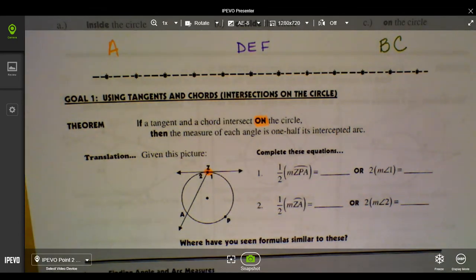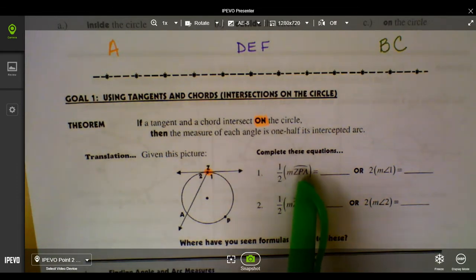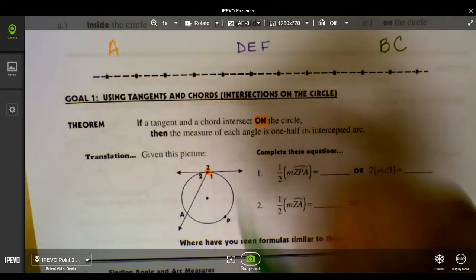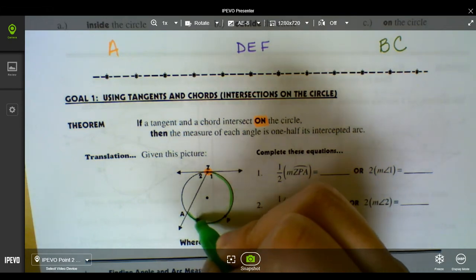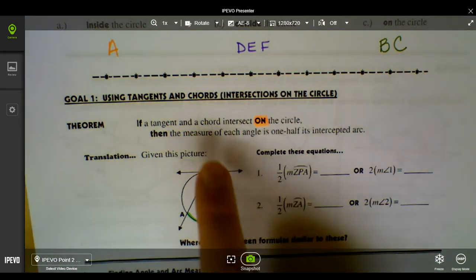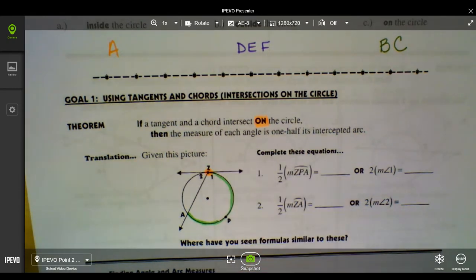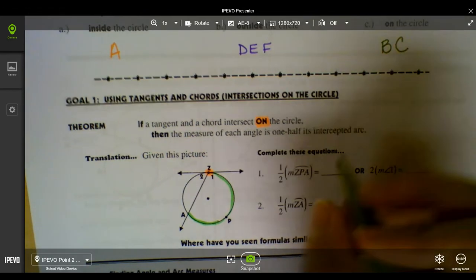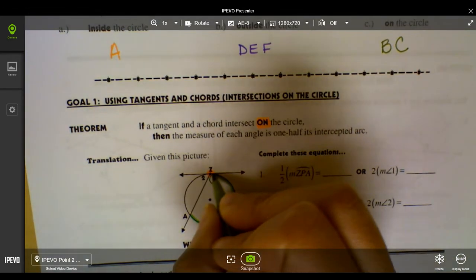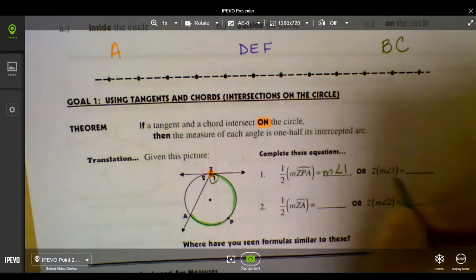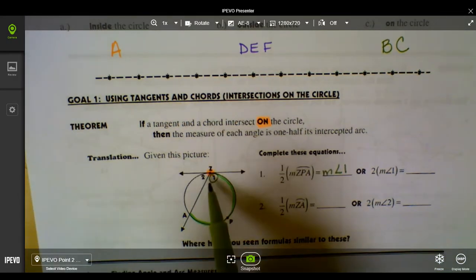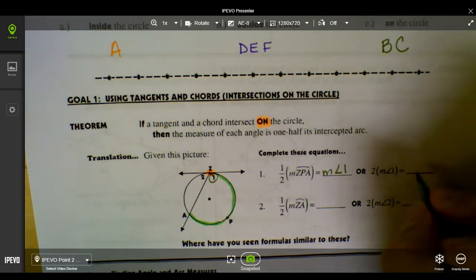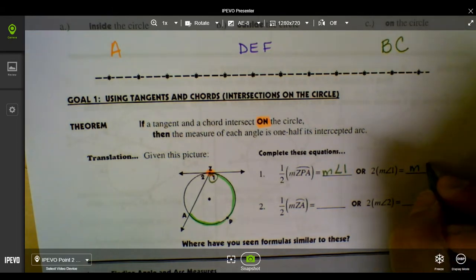Over here, it says, what is 1/2 of ZPA? Let's first figure out what ZPA is. ZPA is this one, okay? And it says the measure of the angle is 1/2 the intercepted arc. So this is my intercepted arc over here. 1/2 of this arc is going to be angle 1, or the measure of angle 1. And if you go backwards, if I take 2 times the measure of angle 1, then I'm going to get the measure of the arc. Those are just going backwards of each other.